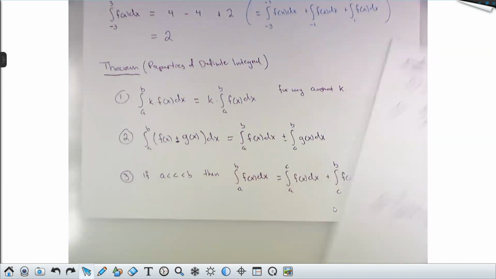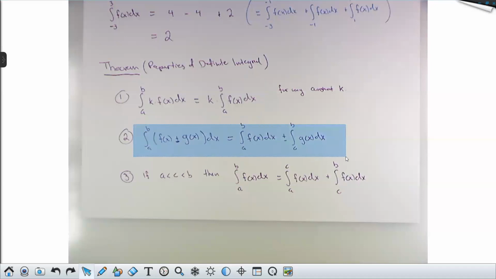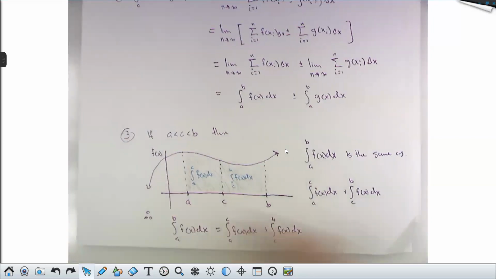So the three properties were just these. These are the bits that you really need to remember. Constants pop out. Constant multiples pop out. You can split up over addition or subtraction. And if you have some number in the middle between a and b, then the integral from a to b is the integral from a up to that number in the middle, plus the integral from that number in the middle up to b. Use that picture one more time if you need to make sure that's clear.